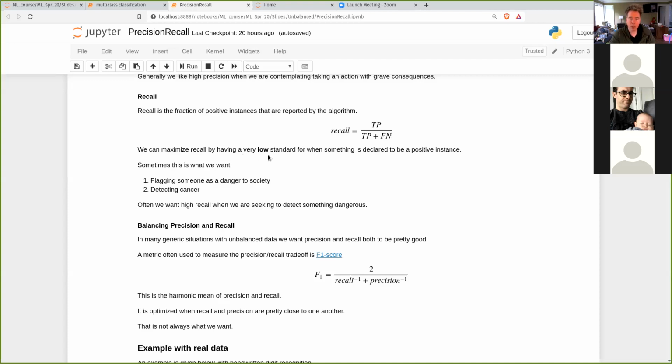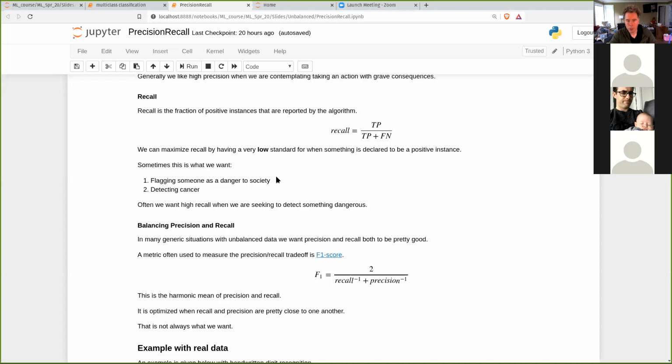So you maximize recall by having a very low standard for when something is a positive instance. All you care about is making sure that you detect all the positive ones out there. If you say that something is positive and you're wrong, recall doesn't care about that. It just cares about making sure that you point out every single positive instance.